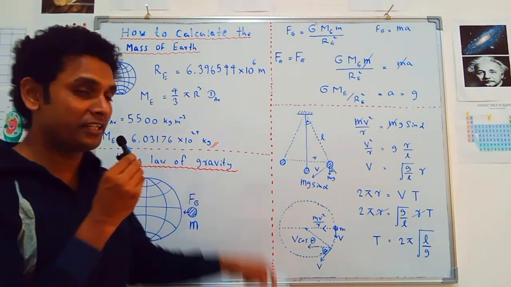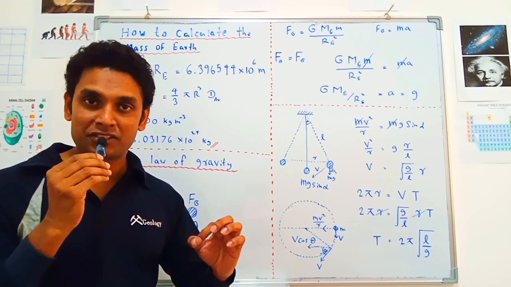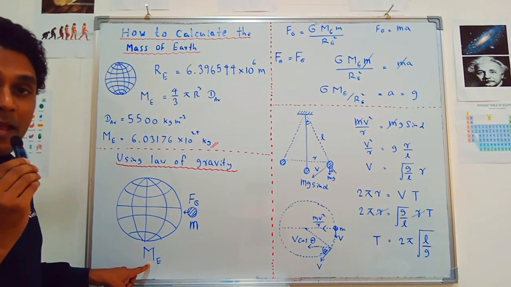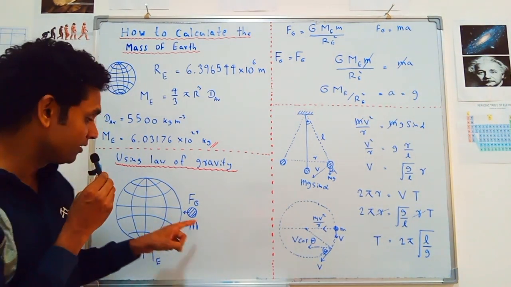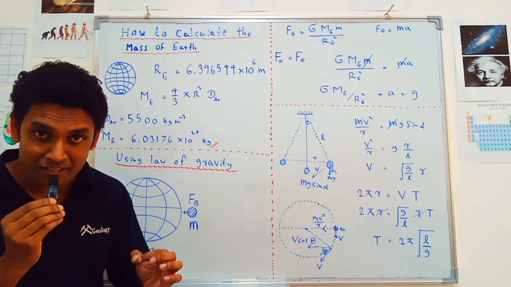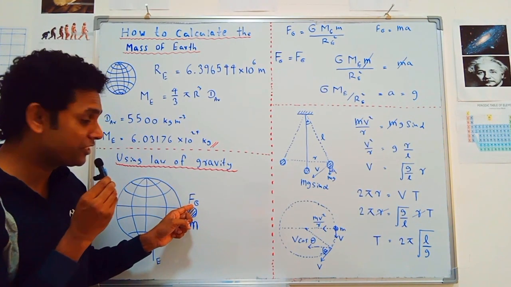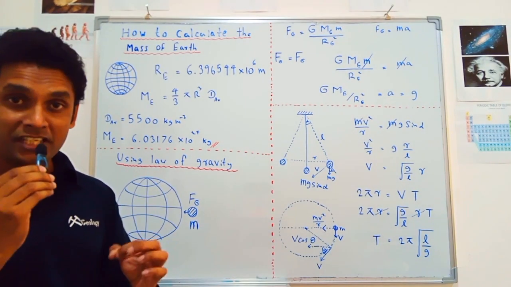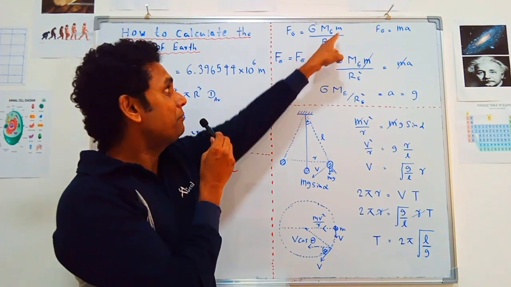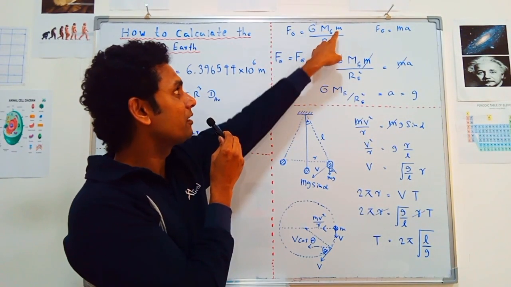Using the law of gravity, we can calculate the mass of the Earth. How can we do this? Let's check it out. Let's say this is the Earth with mass M_E, and there is a small object with a mass m. This object will receive a gravitational pull from the Earth towards the center of the Earth. That is called F_g, the gravitational force, which is given by G M_E m divided by R_E squared: the gravitational constant multiplied by the mass of the Earth multiplied by the mass of the object, divided by the radius squared.